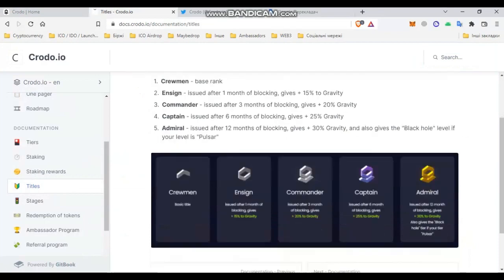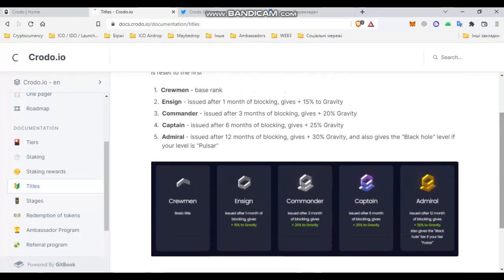Now let's look at the ranks themselves. So, Ancygen, issued after 1 month of blocking, gives 15% to gravity. That is, if you stake 1000 tokens for 730 days and receive 5000 gravity, then 1 month after the start you will add 15% to gravity, which will be equal to 750 gravity. It is very cool.